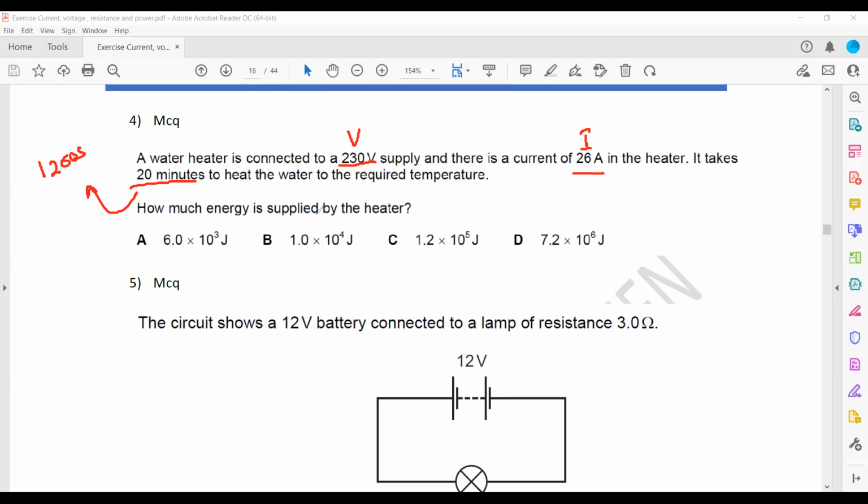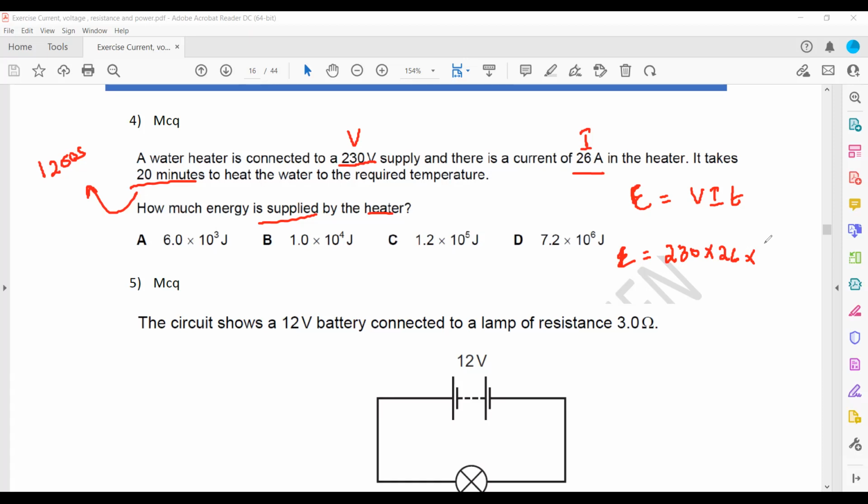How much energy is supplied by the heater? To get the energy supplied, we have the formula: energy is voltage times current times time. So the voltage is 230, times the current, 26, times the time interval, 1200.